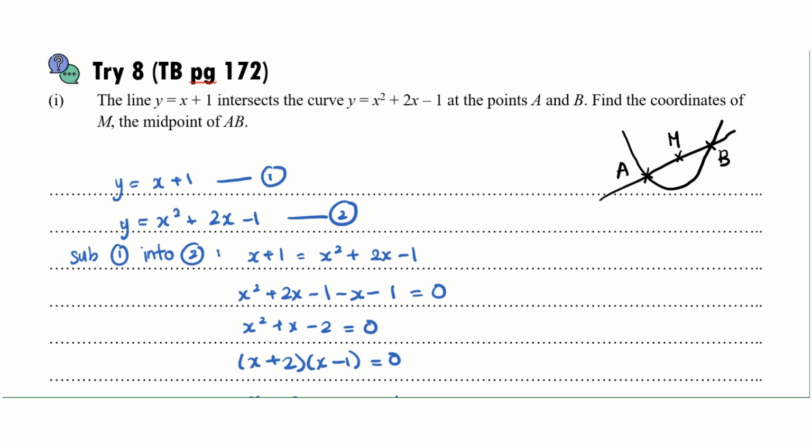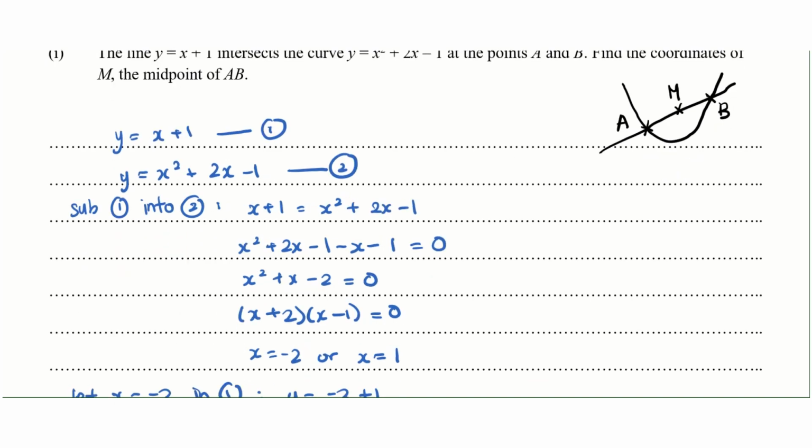So in order to find the midpoint, we need to first determine the coordinates of A and B. And we will do so by solving the two equations simultaneously and achieve x equals -2 or x equals 1.